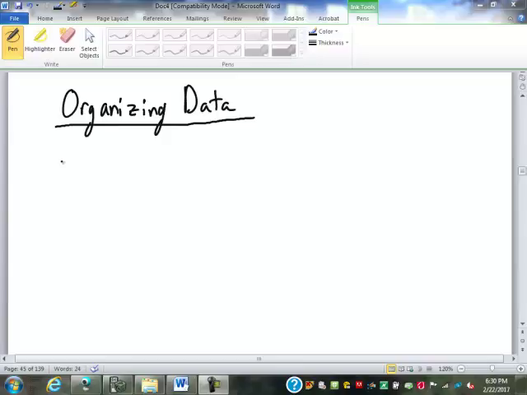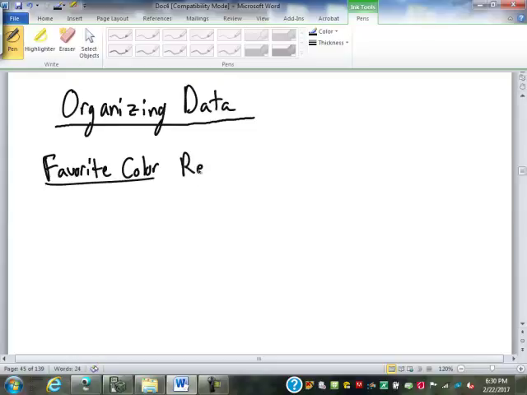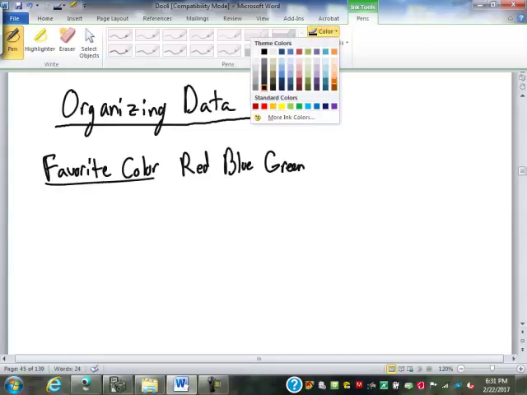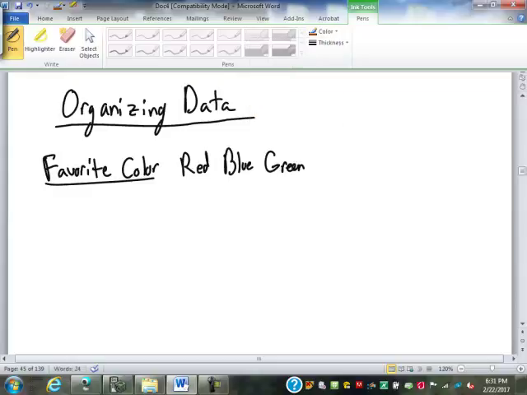So there you are. Our next step is to look at organizing data. So let's look at a categorical variable. Let's say we're going to choose favorite color. And we're going to give people a choice between red, blue, and green. And I'm going to record their responses just as R, B, or G.